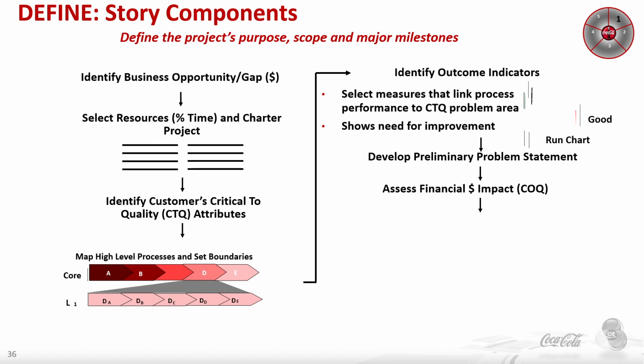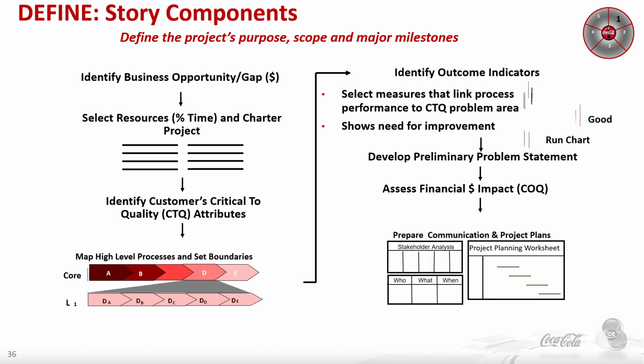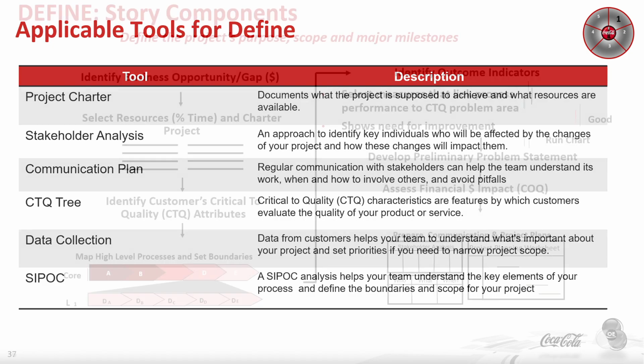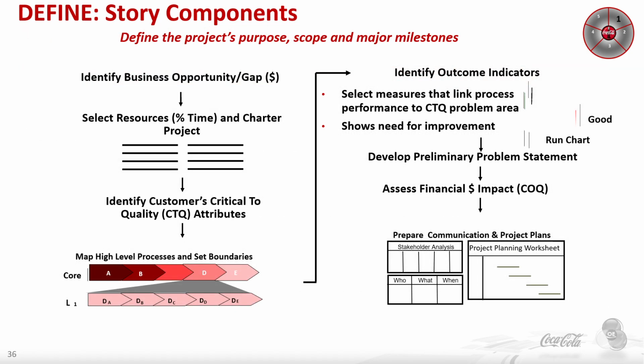We have to define boundaries, we have to set boundaries, we have to make a map of high level processes, and then we have to make a communication and project plan in which we have stakeholder analysis: who will do what thing and when it will be completed. Then we will make a project planning worksheet. So this is the basic overview of what are the main story components of the define phase.